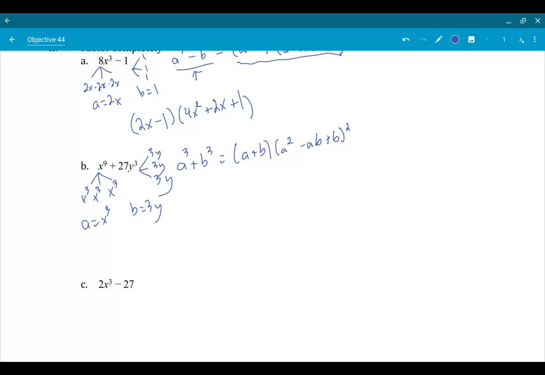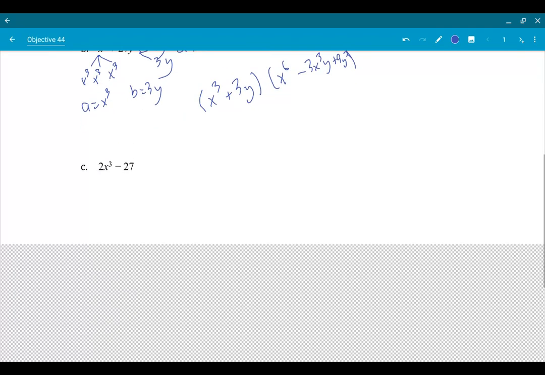Now we're just going to plug into the formula, and we get x cubed plus 3y. That's just plugging in a and b. A squared means we're going to be doing x cubed times x cubed, so that's x to the 6th, minus ab, so we're doing 3y times x cubed, so that's 3x cubed y. And then 3y times 3y is 9y squared.